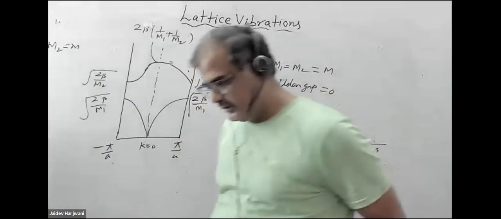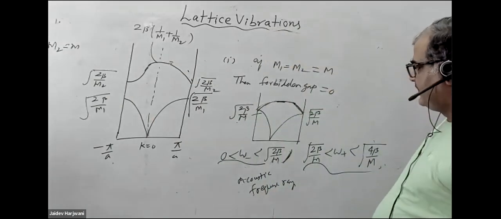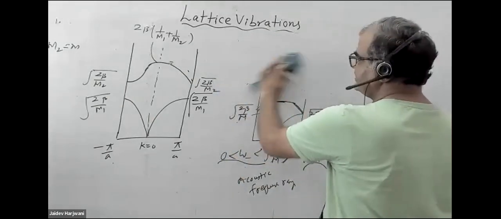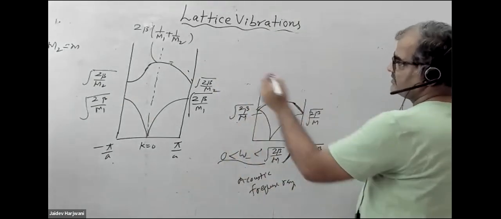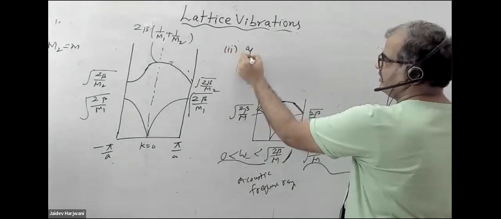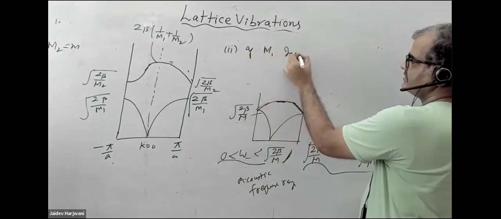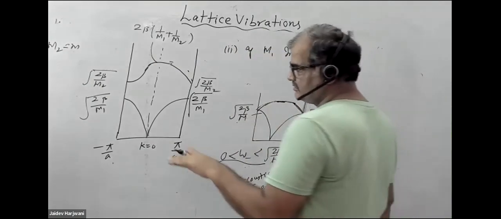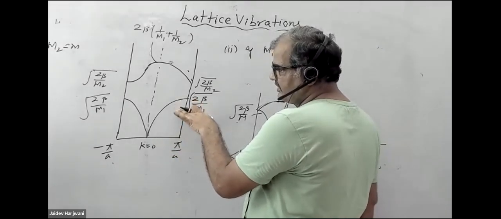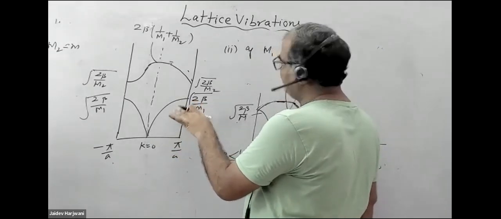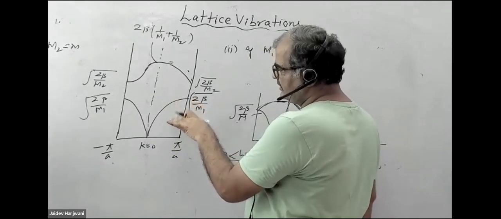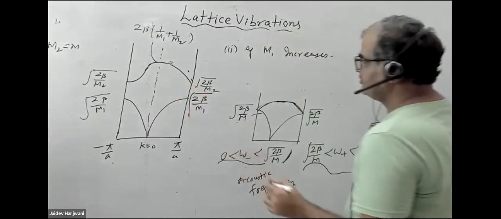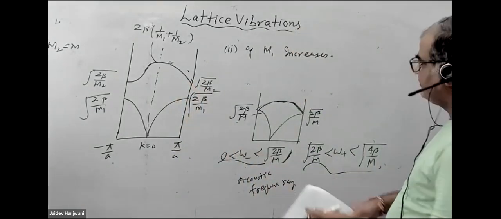Now let me discuss the second point. If m increases, if the heavier mass increases, okay, if m1 increases, then this portion will come down. Okay, if m1 increases, this portion will come down and this gap will increase. If m1 is increasing, what will happen?